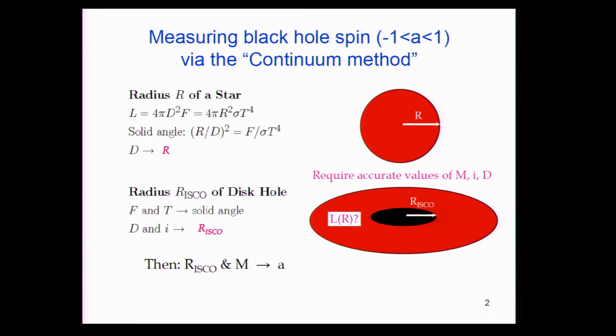So the first use of the Stefan-Boltzmann method, knowing the distance, you get the radius. Same idea, except you have to know the inclination angle as well if you're dealing with an accretion disk. And knowing the radius of the ISCO and knowing the mass, which is one of the hard parts, you get the spin.